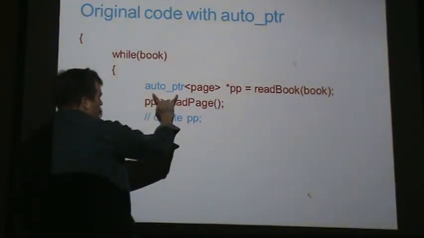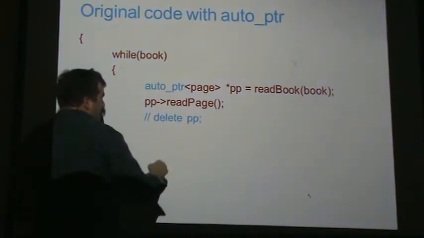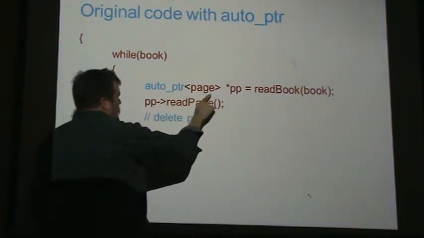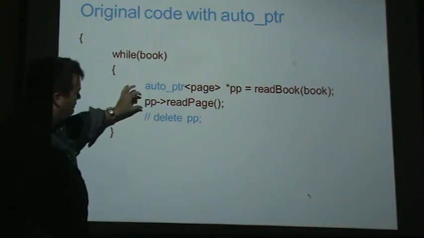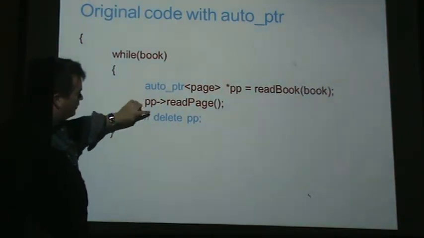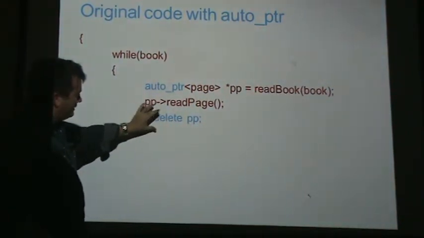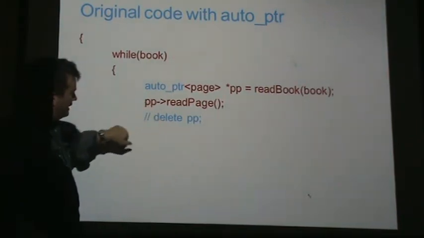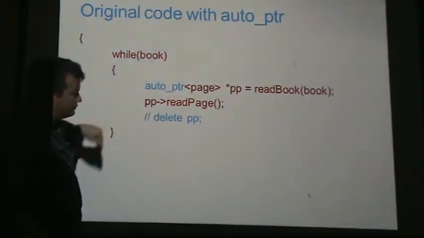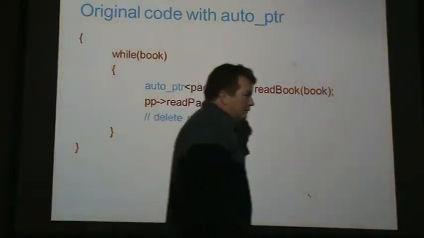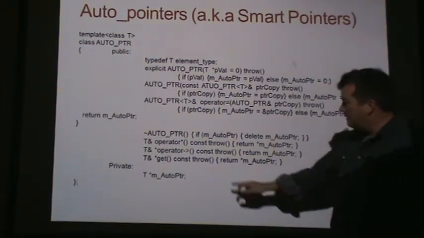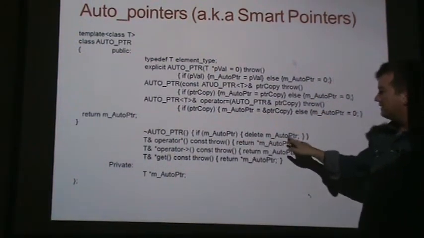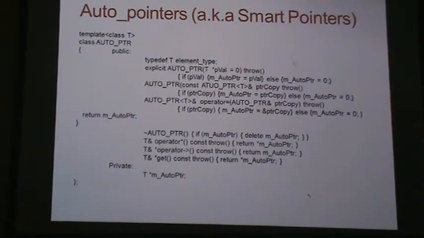Now we're saying we're going to use this template, which C++ provides to us. It's an auto pointer, so it's an auto pointer pointing to a page instead of what it used to be, just a pointer to a page. And then we read the page. If something goes wrong, we don't delete what's being pointed at. I just made this comment now. But instead, when this pointer gets destroyed, the code for its destructor will say, if the pointer is pointing at something, then delete the thing that's being pointed at before we destroy it.